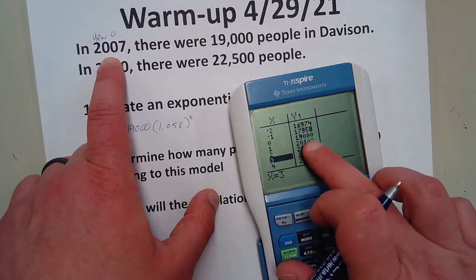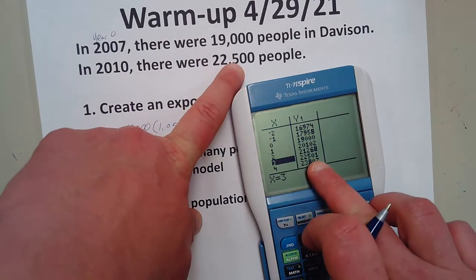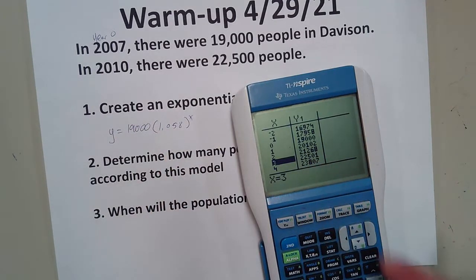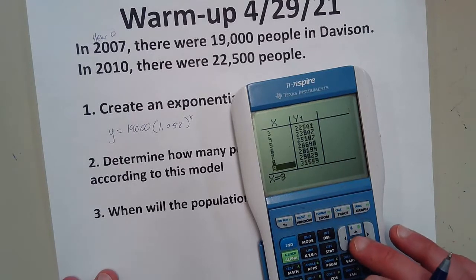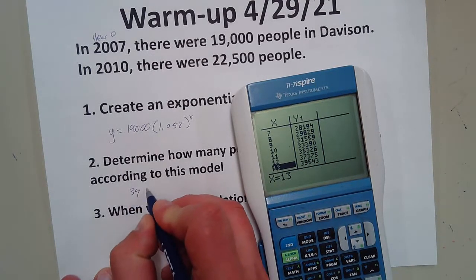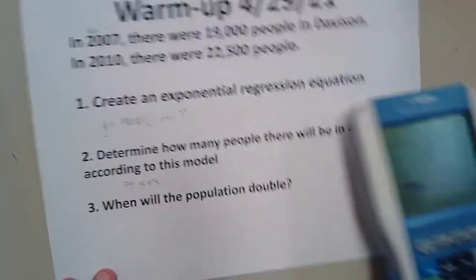So the first starting year, 19,000. Yep. 3 years later, 22,501. And the only reason it's slightly off is because we did round this number. So, obviously expect that it shouldn't be off by more than maybe 1, maybe 2, depending on rounding and things like that. So we want to go 13 years later to get 39,543, which is actually kind of interesting because this sort of answers the next question.